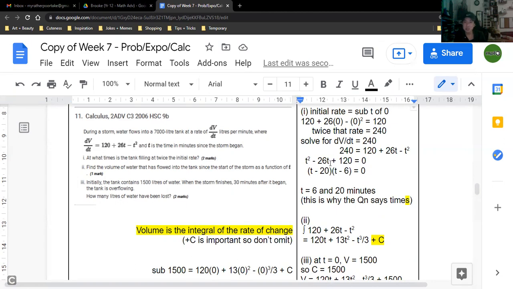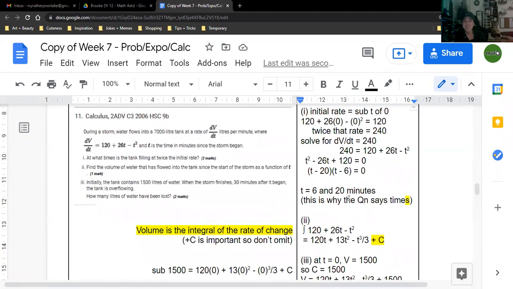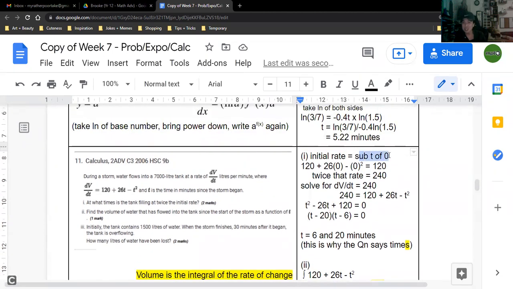So just some key considerations here. You can see part one: at what times is the tank filling at twice the initial rate? Before you can figure out what is twice the initial rate, you need to know what the initial rate is. So when you want to know the initial rate, you substitute t to be 0 in the function.